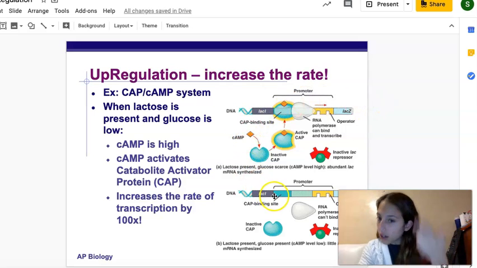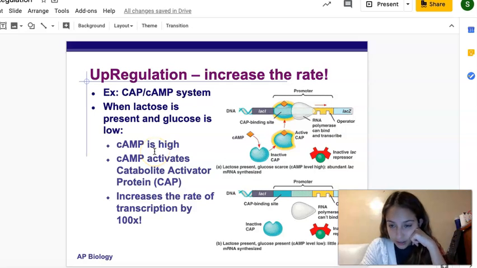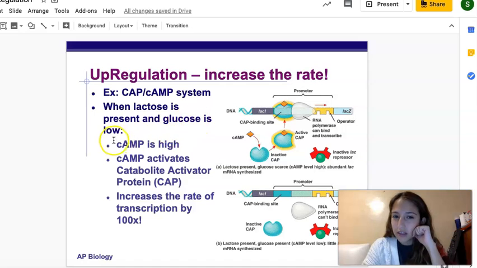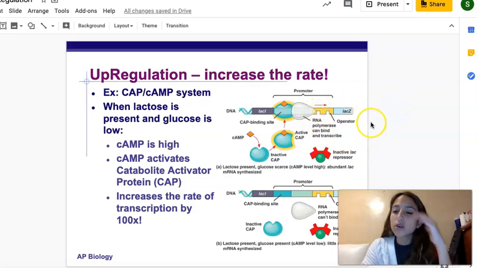Let's think about it the other way. If there is a lot of lactose, but there is also a lot of glucose, that means that there's very little cAMP. If there's very little cAMP, very few molecules are going to activate this catabolic activator. So there's not going to be a lot of activators present in this site. That means that this transcription is not going to be activated. Transcription may still occur because there's lactose present, but nothing is pushing that RNA polymerase to go faster. So transcription is going to go super slowly.